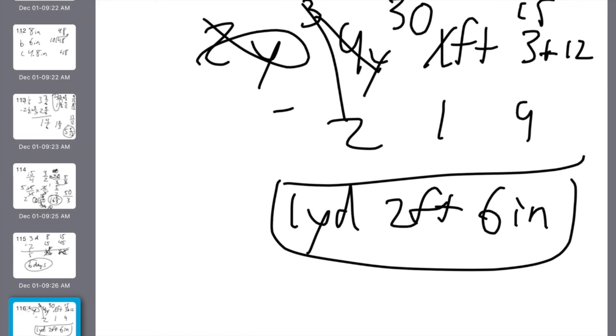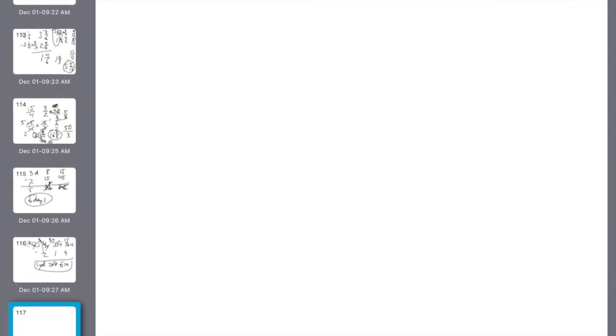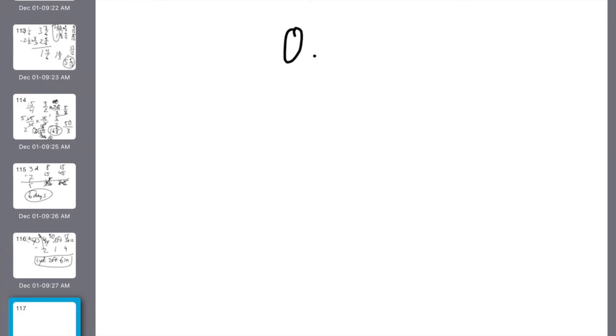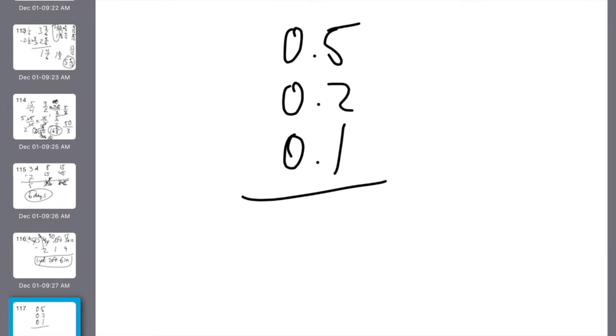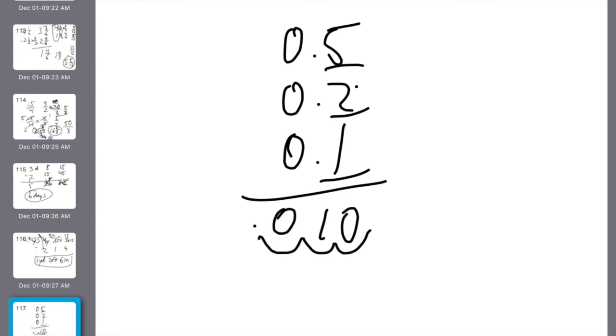Number 29, evaluate LWH if the letters next to each other mean multiply. So guys, all I'm doing is multiplying 0.5 times 0.2 times 0.1. Okay, I can do all this multiplication in my head. 5 times 2 is 10 times 1 is still 10. 1, 2, 3, 1, 2, 3. Making it look right, that goes away. So I have 0.01, I have 1/100th.